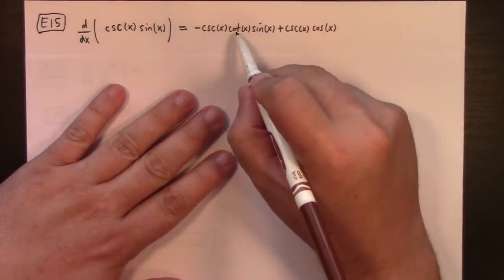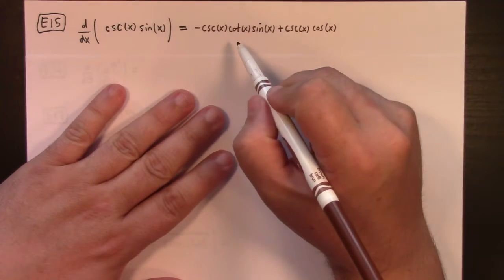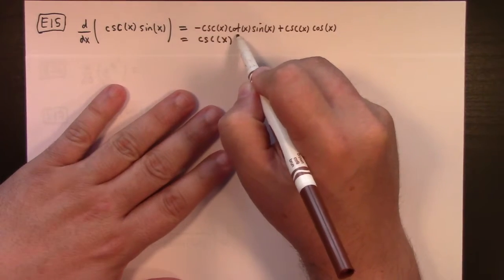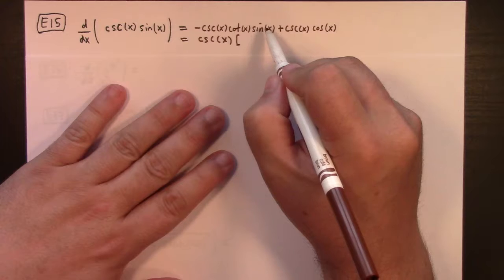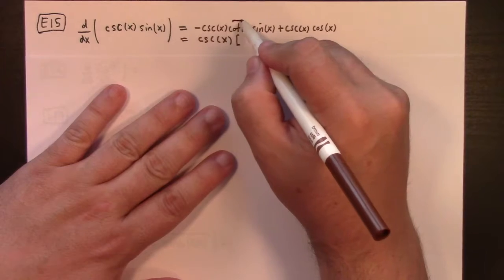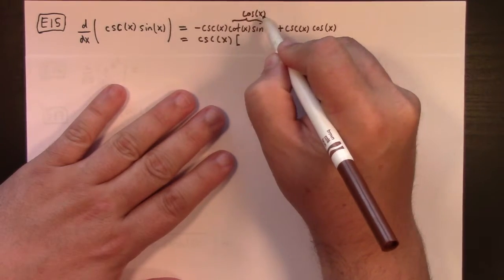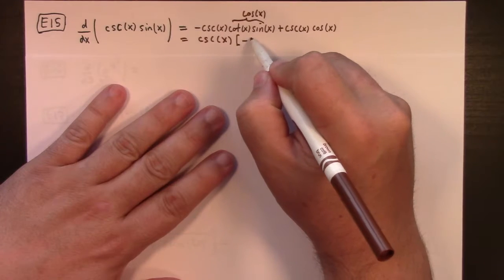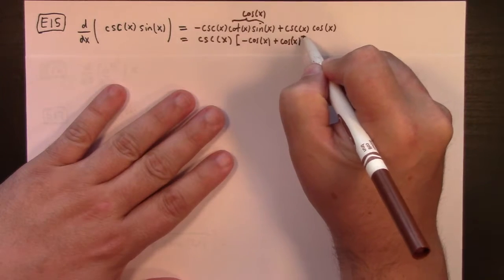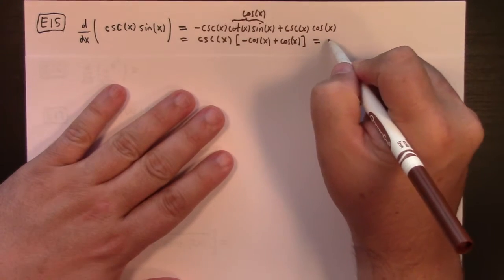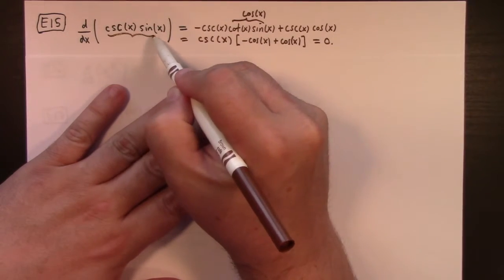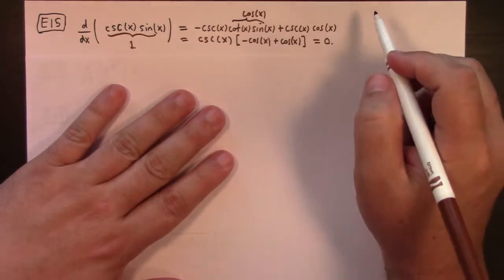And let's see here, cosecant, how's this go? Well, that's equal to cosecant of x times what? Let's see here, cotangent times sine. Well, remember, cotangent is what? It's cosine over sine, so this is actually just cosine of x. So what you got here is cosecant of x times minus cosine of x plus cosine of x, otherwise known as 0. Of course, this is really not surprising since this is nothing more than 1, right? So of course the derivative is 0.